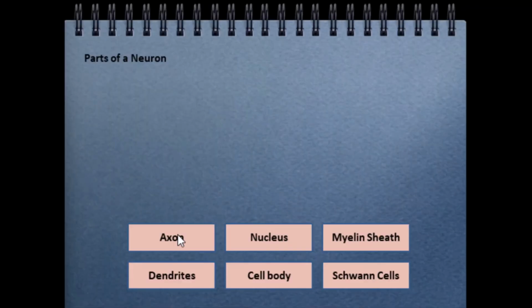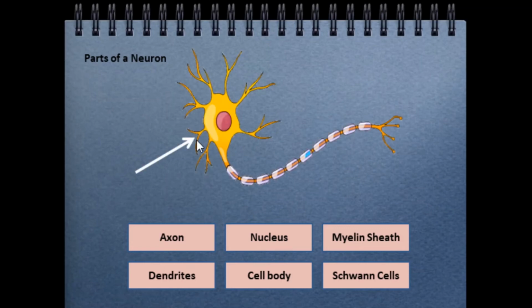I have here the choices. First, we have axon, dendrites, nucleus, cell body, myelin sheath, Schwann cells. Now, let's show the neuron. And the arrow, please. What part of the neuron is this?